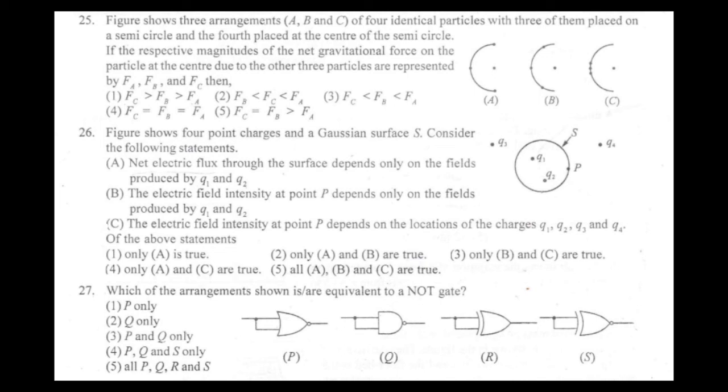Question number 27. Which of the arrangements shown are equivalent to a NOT gate? Equivalent to a NOT gate is only NOR or NAND. So the answer is 3.